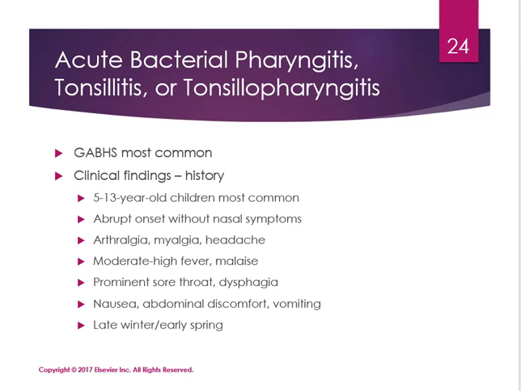For bacterial concerns, it's important to get a good clinical history. Typically, it's between 5 and 13-year-olds. There's an abrupt onset with no nasal symptoms. You may have the aches, headache, a moderate to high fever, malaise, sore throat, difficulty swallowing, some GI issues, and is very common in late winter and early spring.